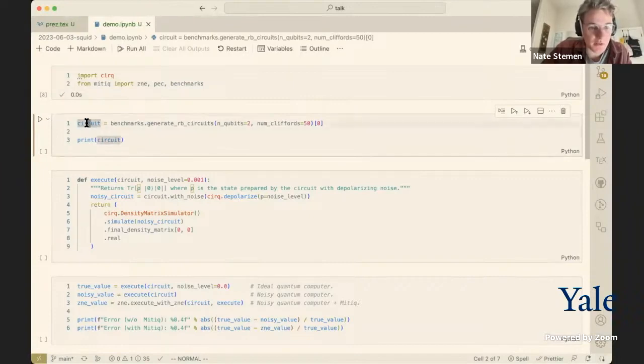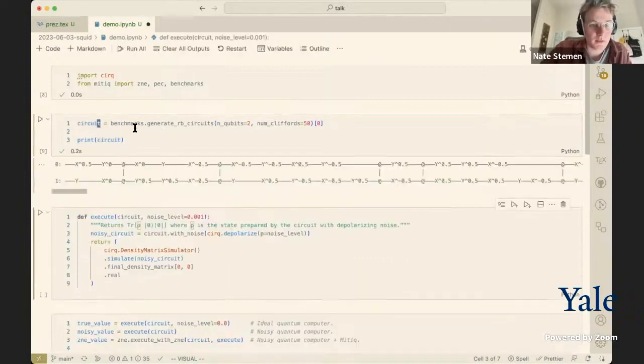And so what's the circuit of interest that we're going to run? We're going to generate a randomized benchmarking circuit. And randomized benchmarking circuits have the nice property that they don't actually do anything. They compile to the identity. So we know what we should be measuring, regardless of how big or how deep or how wide the actual circuit is. So we can see we're just going to use one of our utility functions here, generate RB circuits.